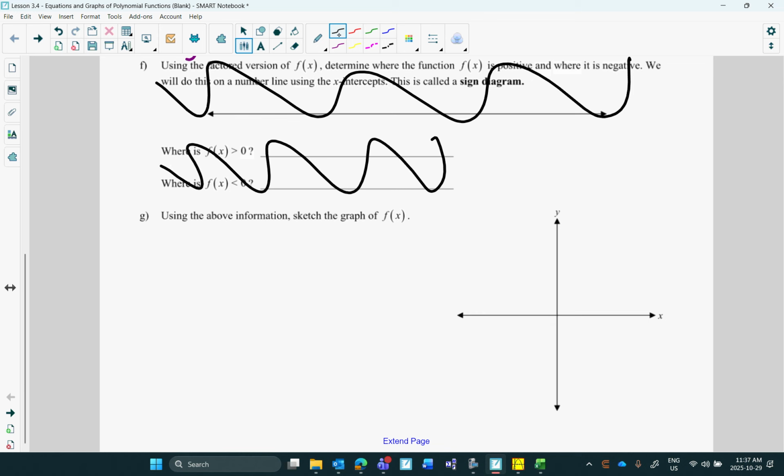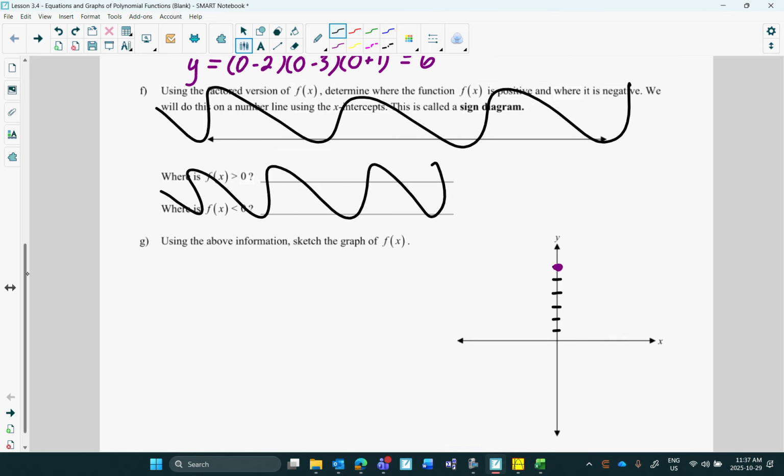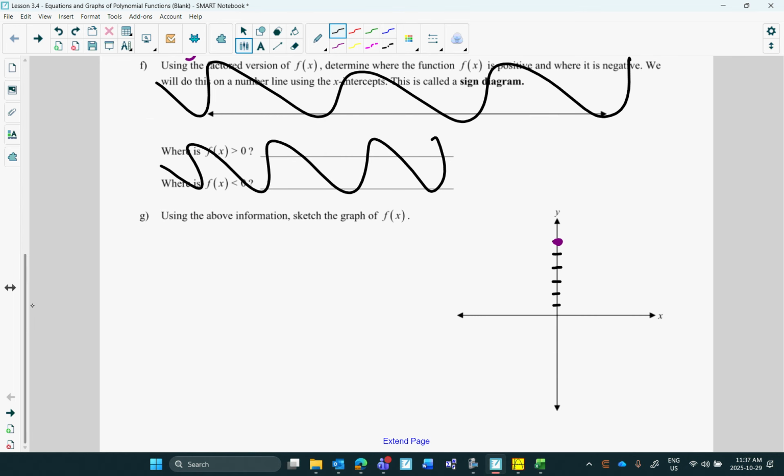Well, what are the points we know? 2, 3, 4, 5, 6. We know the y-intercept is 6, so we know that's a point. We know 3 x-intercepts: 2, 3, and -1.